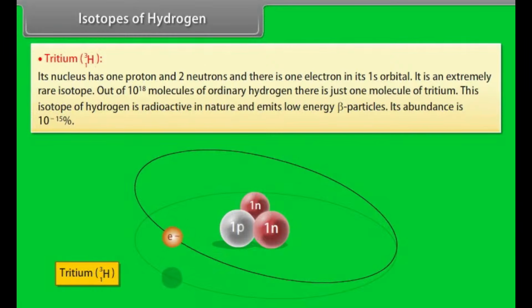It is an extremely rare isotope. Out of 10 to the power 18 molecules of ordinary hydrogen, there is just one molecule of tritium. This isotope of hydrogen is radioactive in nature and emits low-energy beta particles. Its abundance is 10 raised to the power minus 15%.